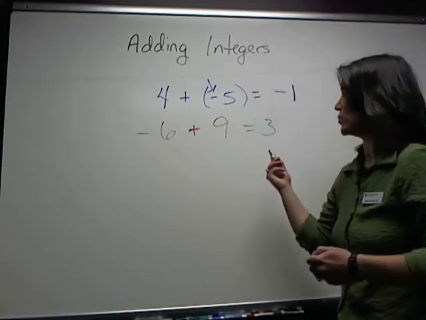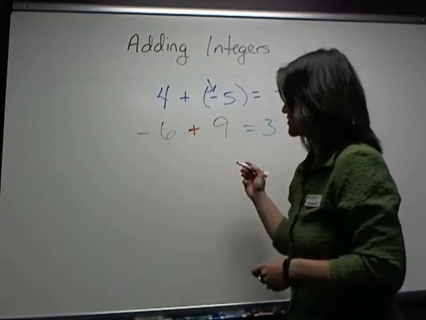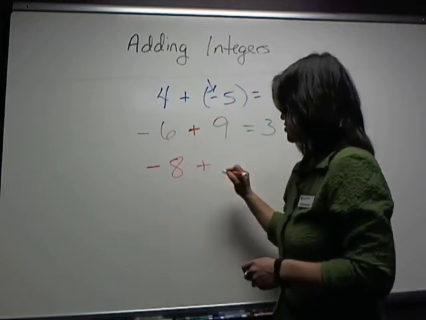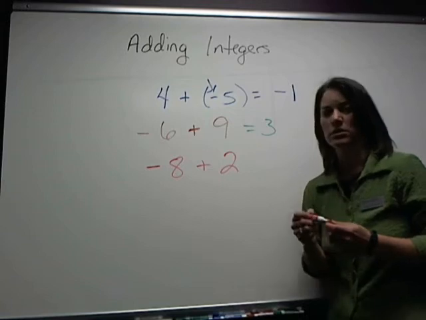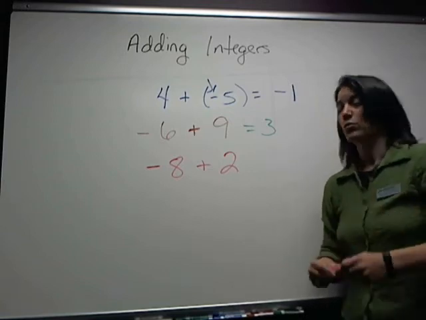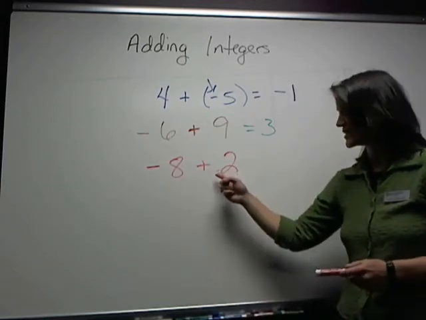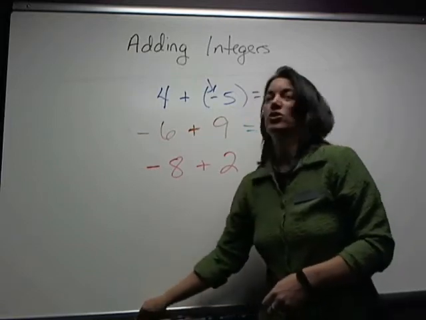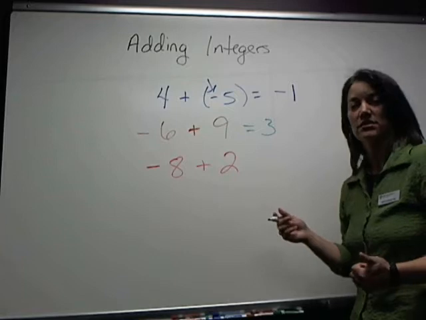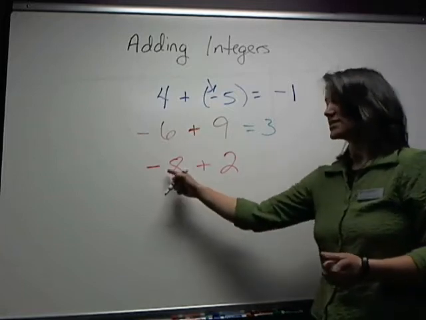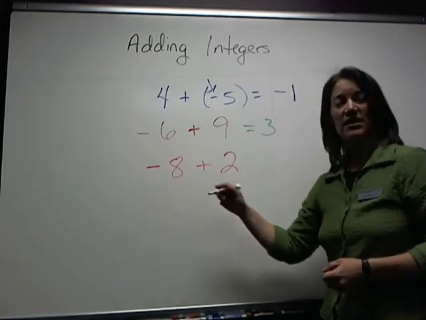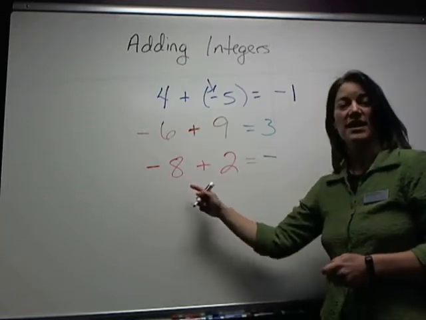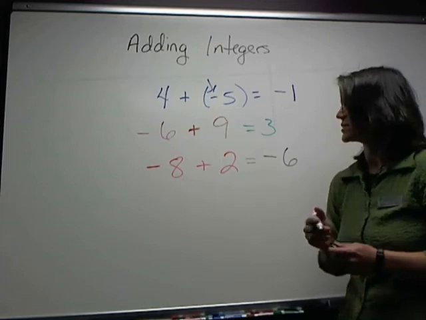Let's try another one. What if it was negative 8 plus 2? Once again, it's a negative and then a positive, so we subtract and we keep the sign of the larger. Which number is larger in this case? The 8. What's the sign on the 8? Negative. So my result will be negative. And then I subtract. 8 minus 2 is 6.